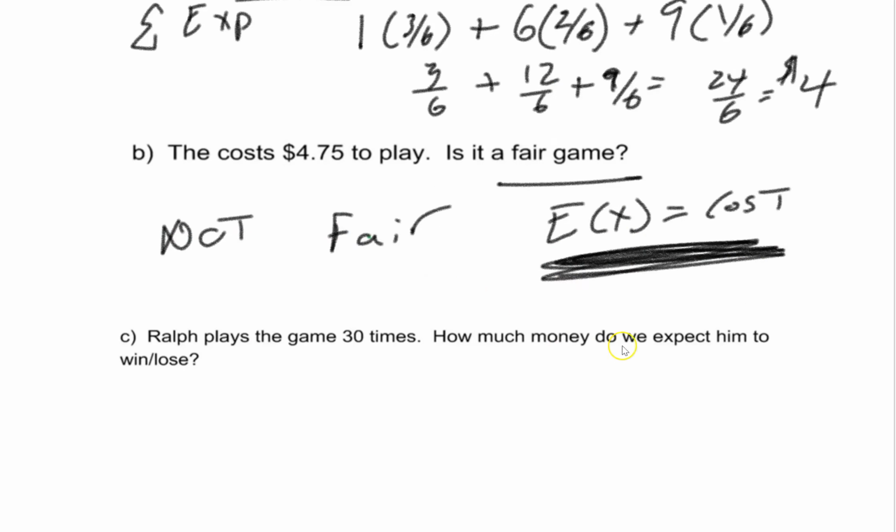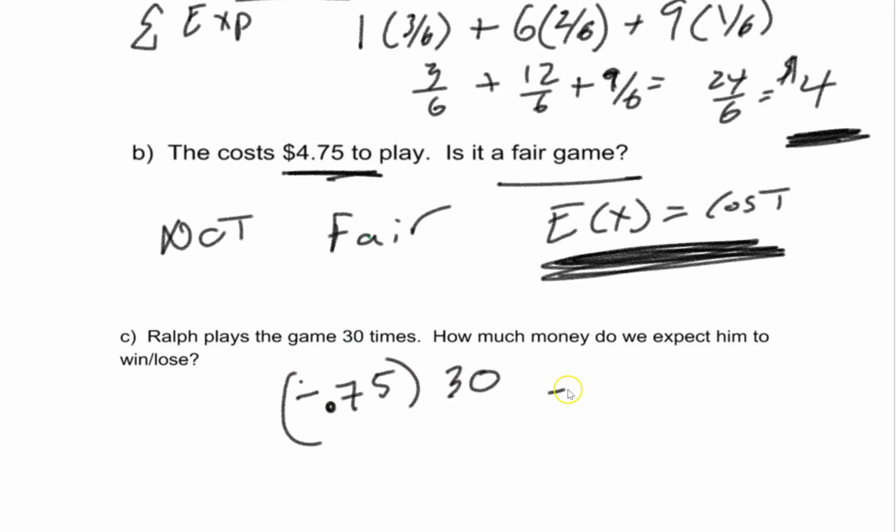Ralph plays 30 games. How much money do you expect him to win or lose? Well, let's look at what's going on. I expect to win $4. It costs me $4.75 to play, so I'm going to be losing 75 cents each game, and I'm going to play that 30 times. So 30 times 75 cents is $22.50. So I expect to lose on average that much if I play that many times. So that's the idea for that.